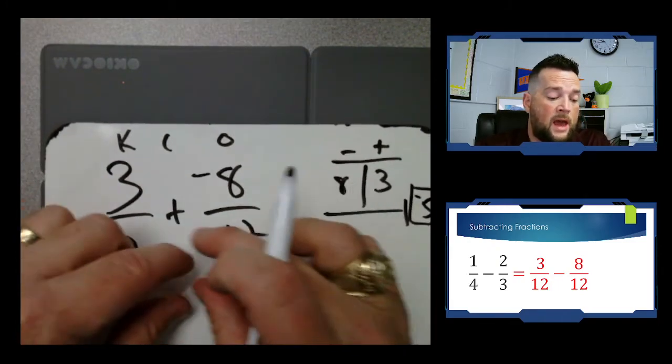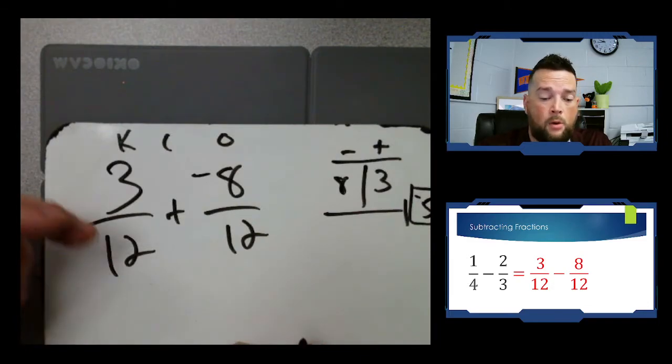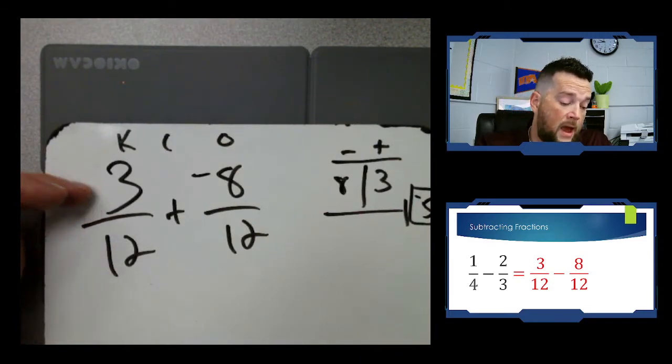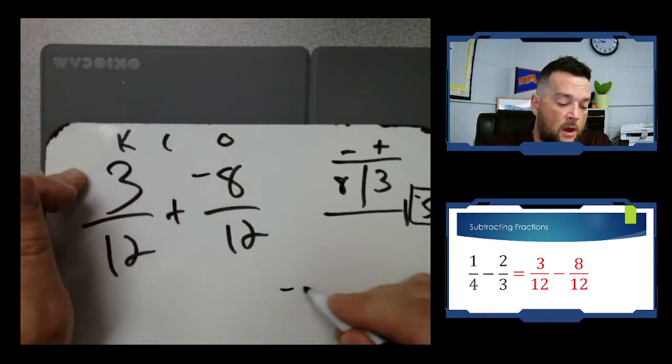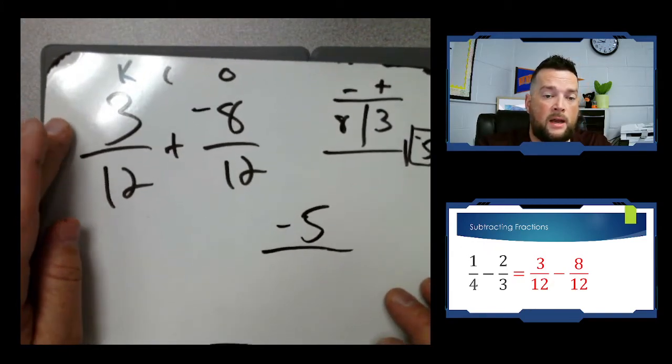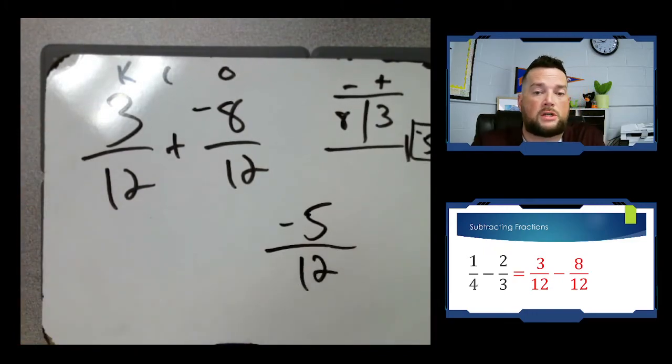Okay, so we have same denominators, and now we're going on to adding our numerators, because now we're just simply adding these fractions. I did 3 plus negative 8, which would be negative 5, all right? And then I'm going to keep my same denominator just like that, which is the 12.